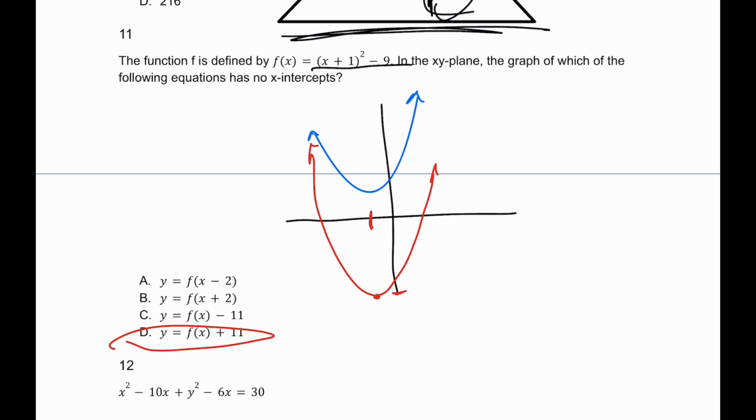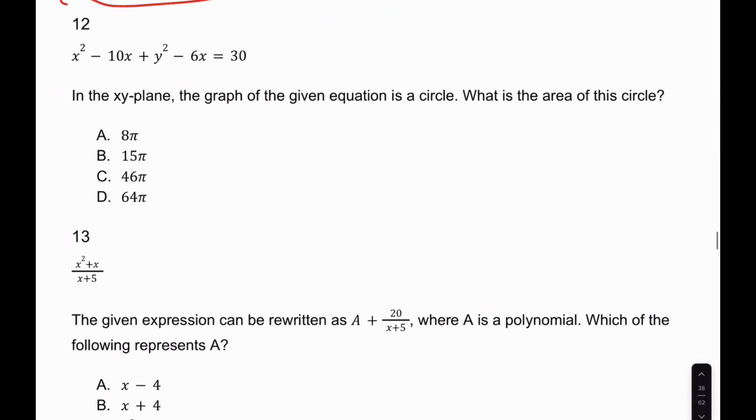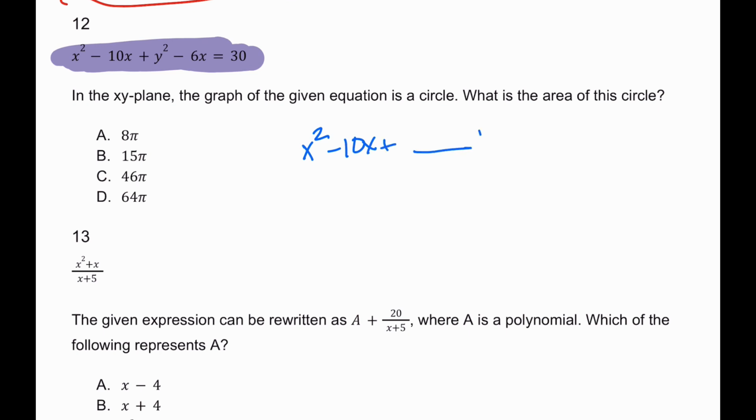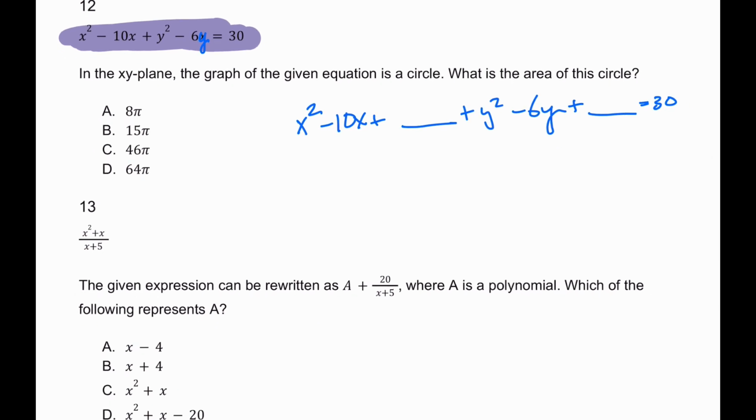Cool. That's 11. My mouth's already watering with number 12. Number 12 is really a skill that shows up on every single SAT. If I have x squared minus 10x plus blank plus y squared minus 6y, plus blank equals 30. The formatting on this test is a little bit weird since they haven't released it yet.